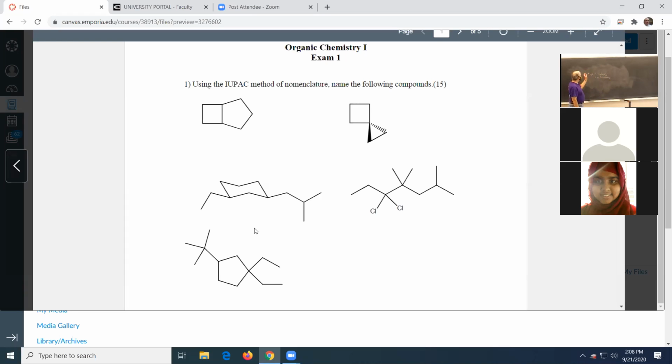We want to give these the lowest set of numbers. Ethyl is listed first. Okay, the one after that, I didn't give any examples of chlorine substituents in class, so that wasn't counted as far as scoring. Most of you got it right still.